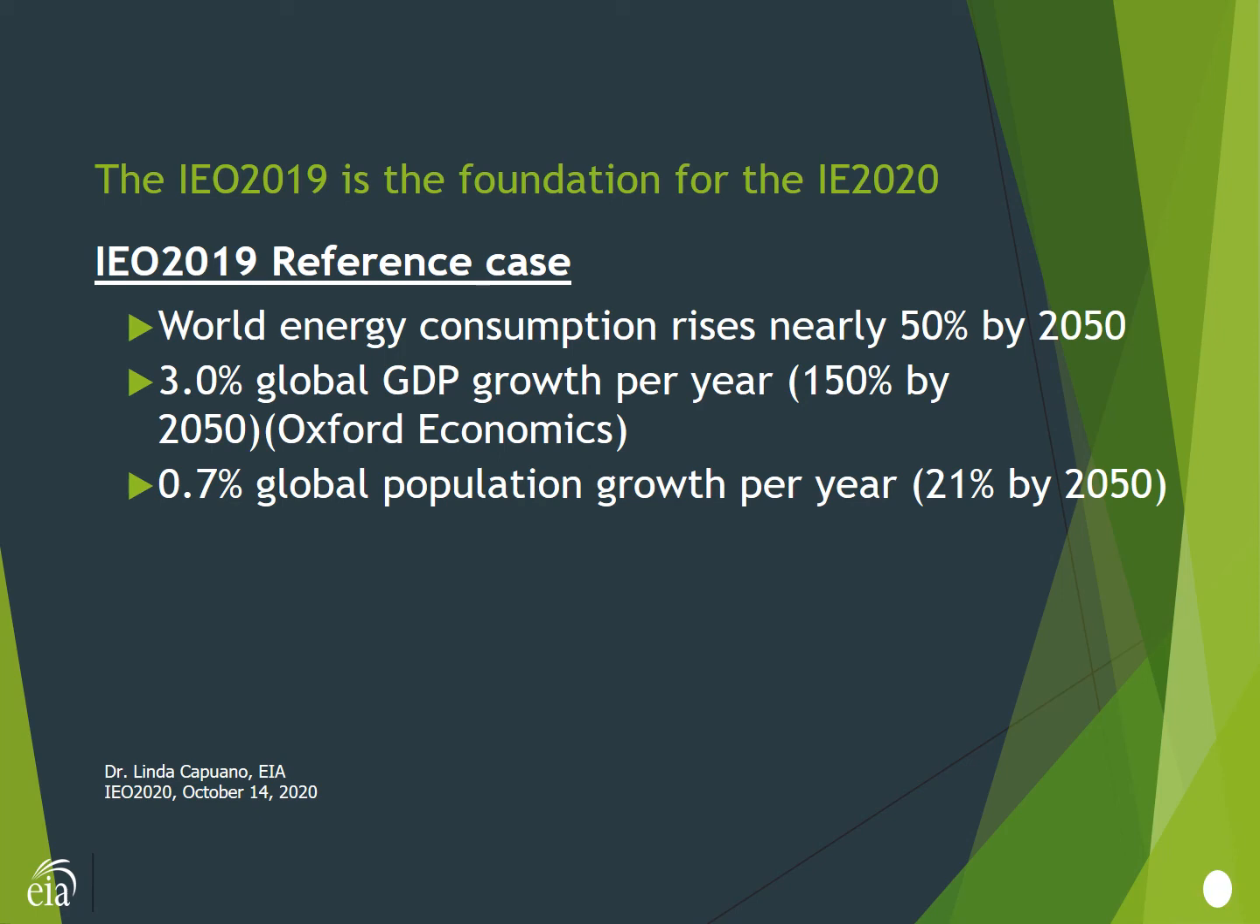This is something good. But looking at the third information there, that is 0.7% of global population growth per year. That means by 2050, the global population will have grown by 21%. And this begs the question, why are we consuming more energy when the number of people in the world is rising only by 21%, yet the energy we use expanded by 50%.